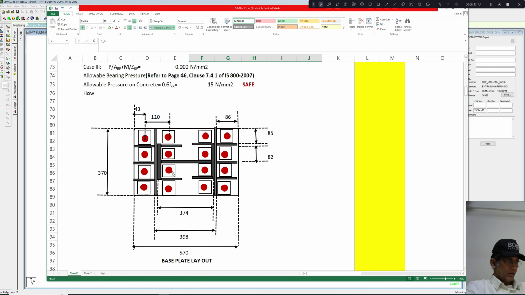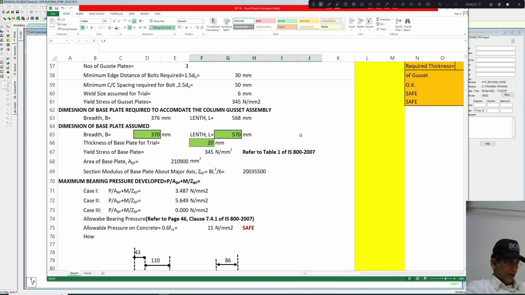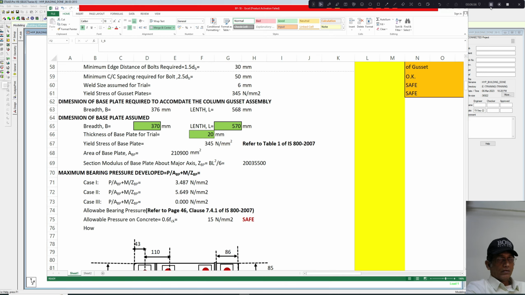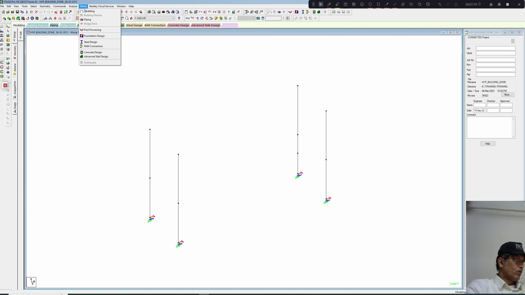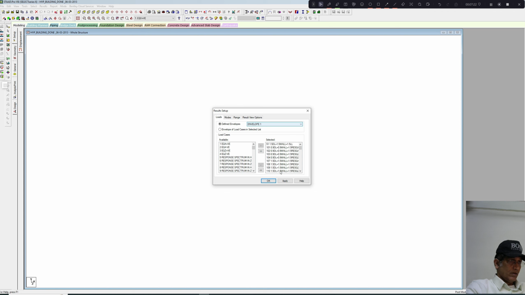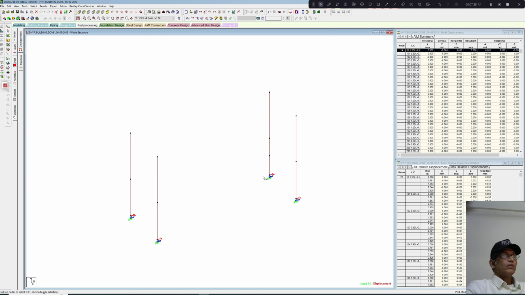Now let us go back to the STAAD file again. For the first case, we have to select those supports. First case, we have to take the maximum axial force. So select this force support, go to post processing mode, post processing. OK, apply and OK. So these 4 nodes are selected.